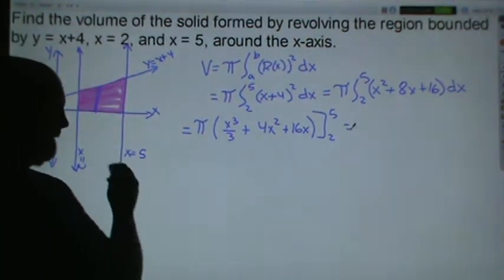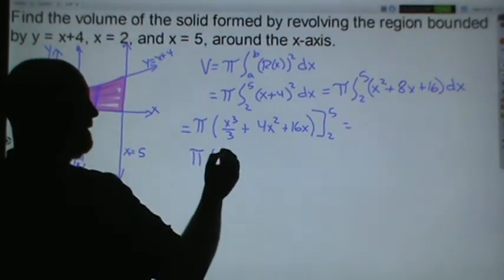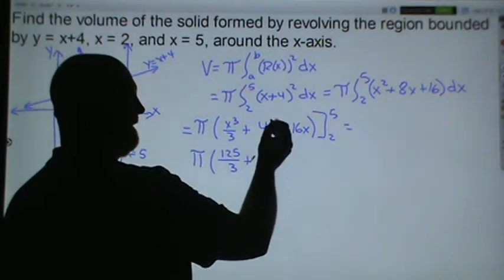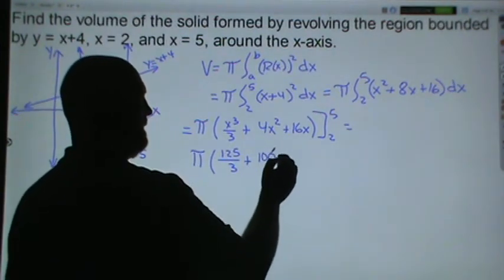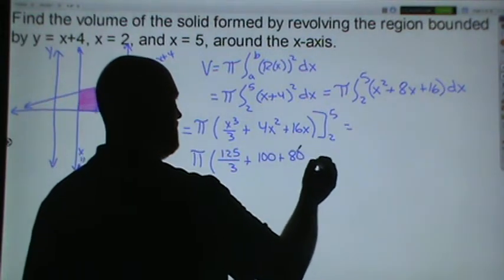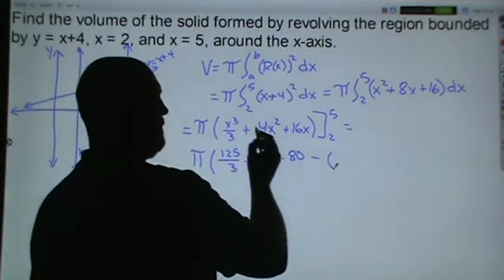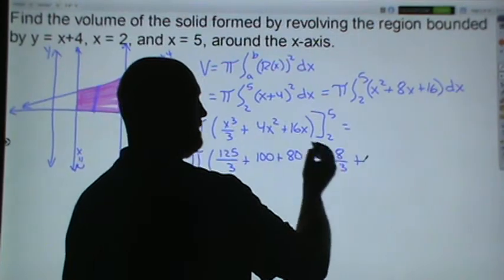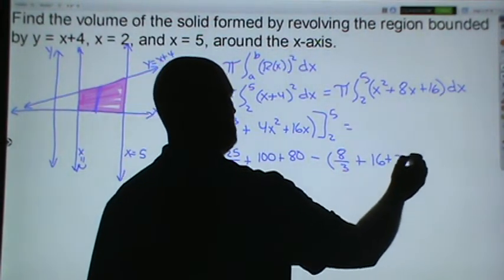So when I substitute in, 5 cubed is 125. We still have our pi out front. 125 over 3, plus 5 squared is 25, times 4 is 100, plus 16 times 5 is 80, minus the quantity, I have to put the 2 in still, so 2 cubed is 8, so we're going to have 8 thirds, plus 2 squared is 4, times 4 is 16, plus 32.